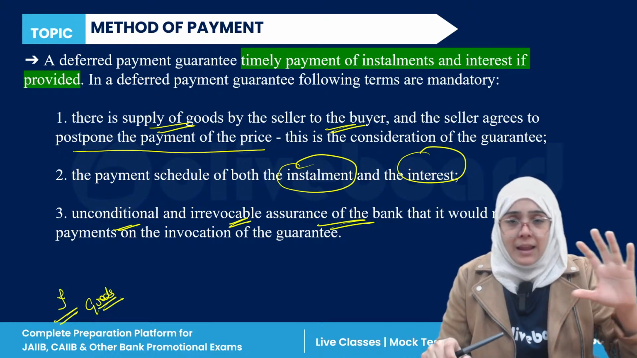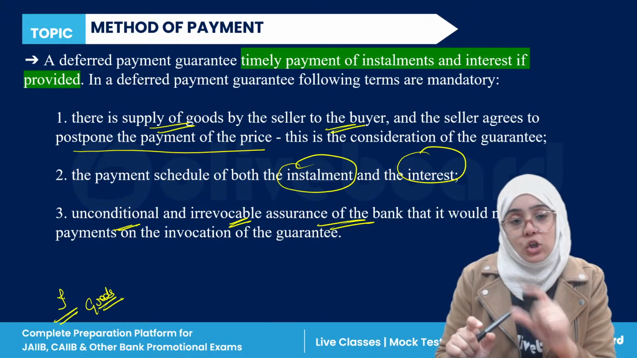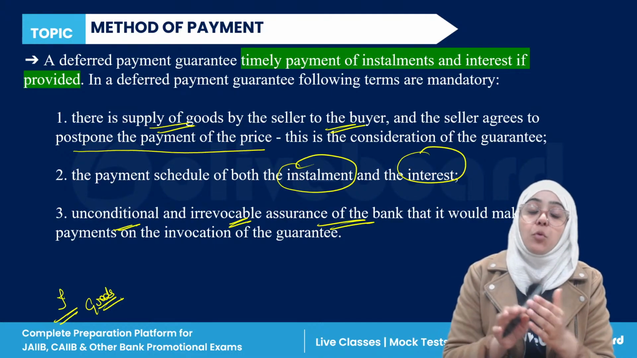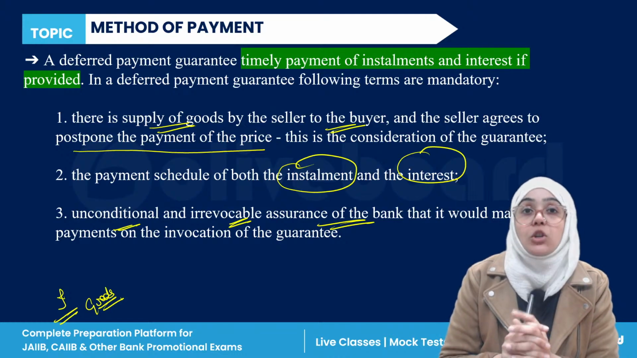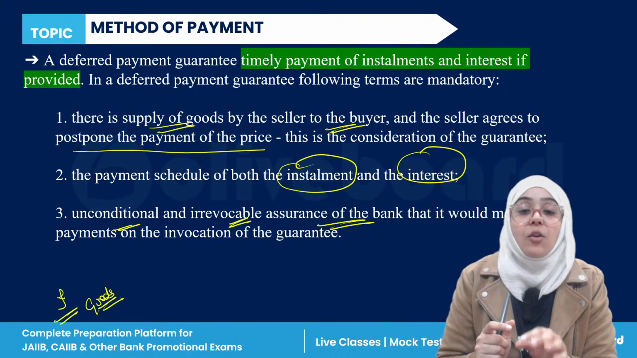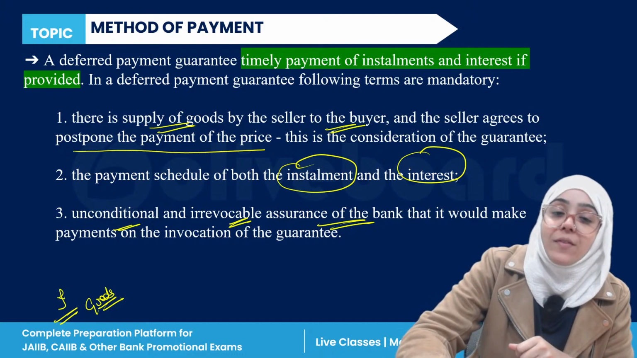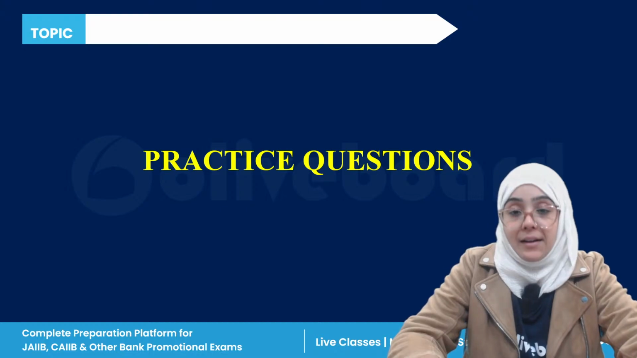So in the deferred payment guarantee, this is not the way that you have to assure the quality, or you have to assure the time. Okay, so it says that it is an unconditional and irrevocable assurance of the bank. So this is the whole deferred payment guarantee system.